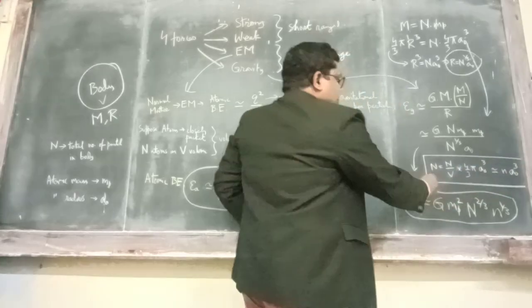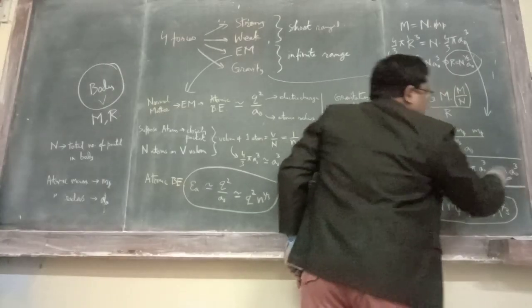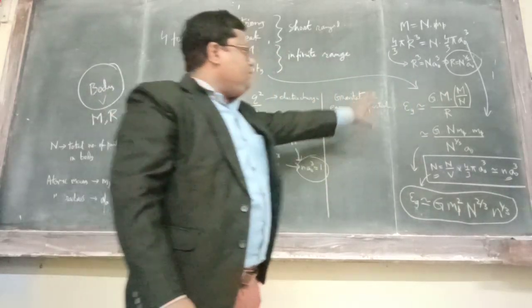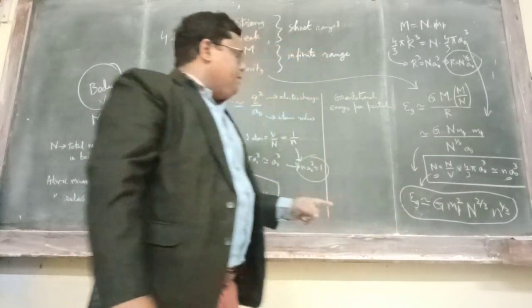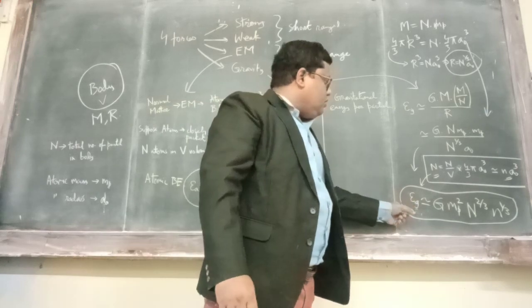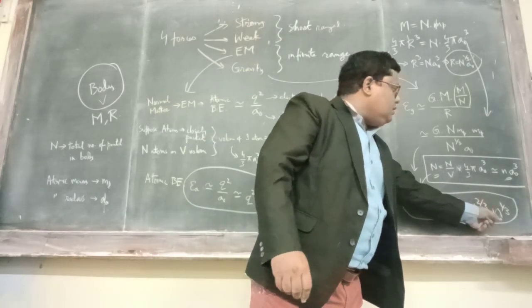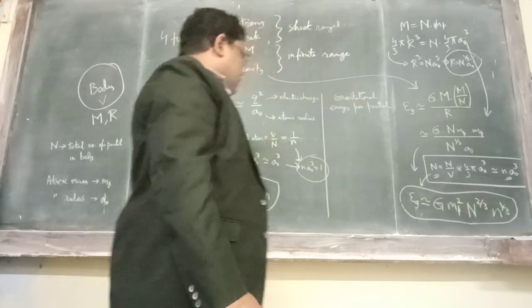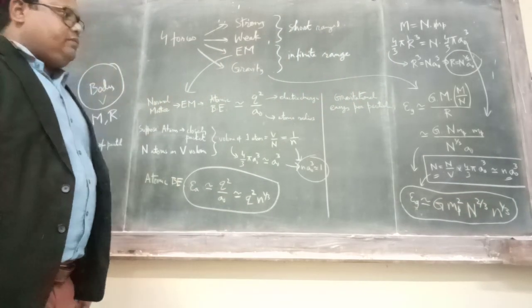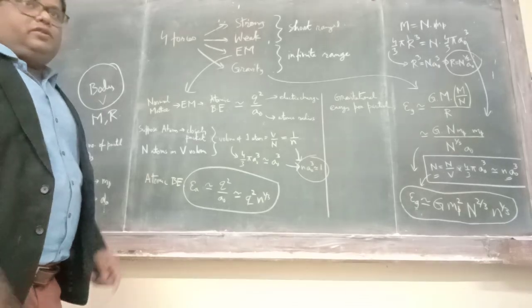Okay, from here I am getting the relation between capital N and small n. Now if I include all these terms over here, then I am getting this relation: epsilon g is proportional to G m_p square, N to the power 2 by 3 into small n to the power 1 by 3. Now look into the structure.